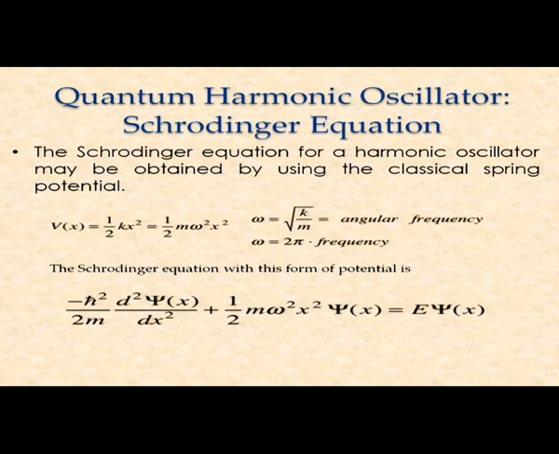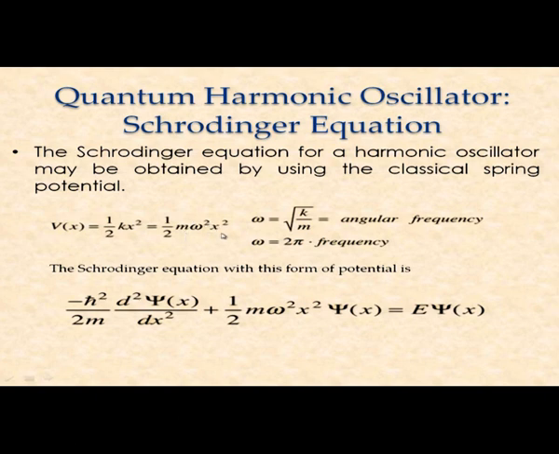electron. This Schrödinger equation can be extended to many electron atom, but it is bit complex one. It requires more time to solve the equation. So, here we will be taking only the one electron system. Schrödinger equation for a harmonic oscillator may be obtained using the classical spring potential, which is nothing but half k x square, then which is equal to half m omega square x square.